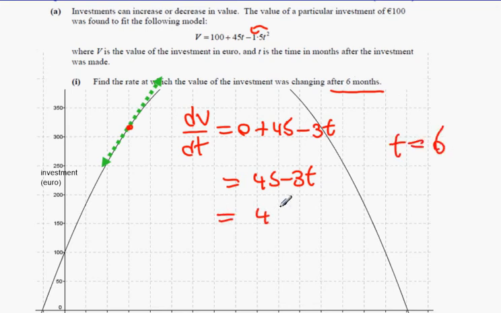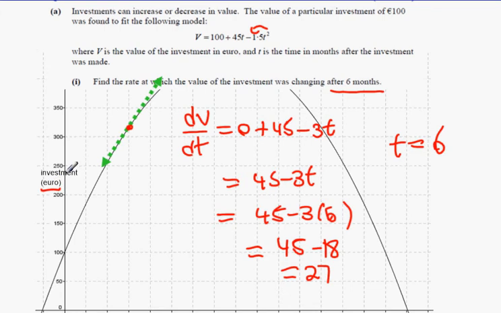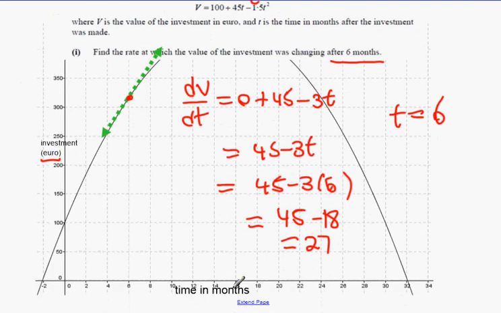So it's going to be 45 minus 3 times 6, which is 45 minus 18, which is 27. Now, please remember what the unit is. It's euro. Slope is defined as rise over run, which is the y value divided by the x value. If the y value is euro and the x value is months, what do you think the slope means? Euro per month. Y value over x value. So it's going to be euro per month.